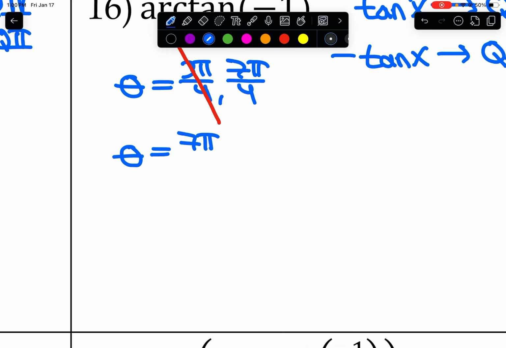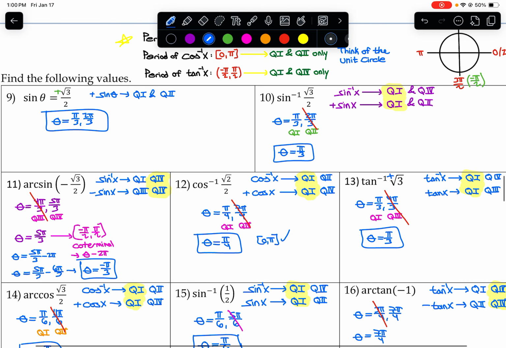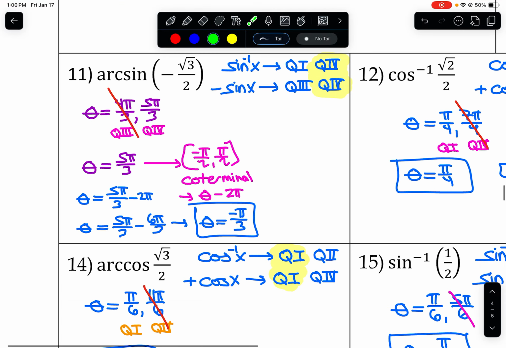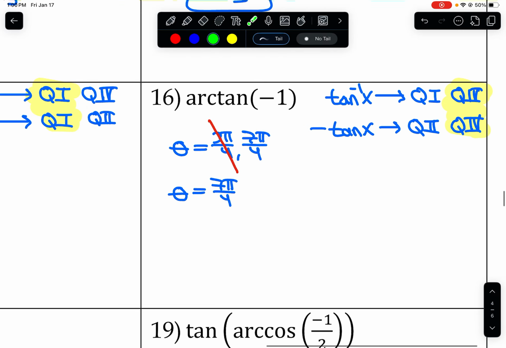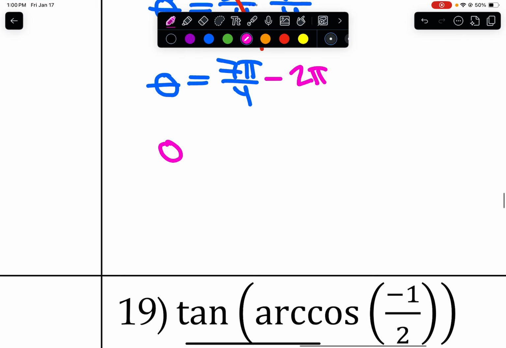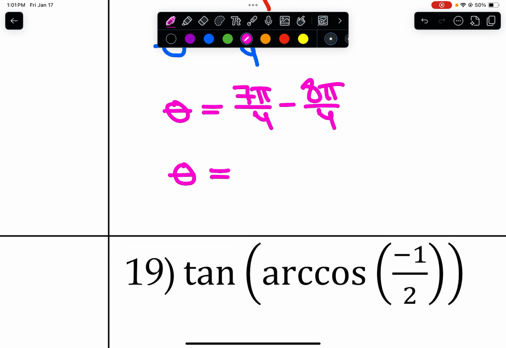However, with 7 pi over 4, we have to be in the interval from negative pi over 2 to positive pi over 2, so that tells us we have to do the coterminal angle like we did over here. So what I need to do is subtract 2 pi. So I'm going to do 7 pi over 4 minus 8 pi over 4, which means the angle that I want is negative pi over 4. This is my answer.